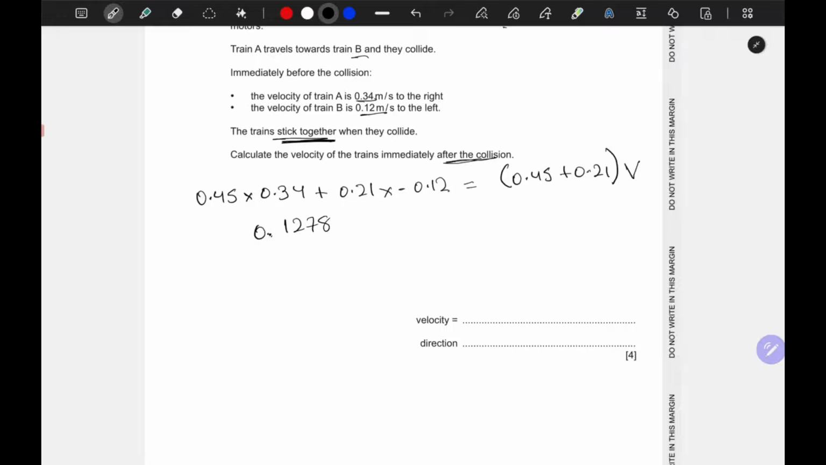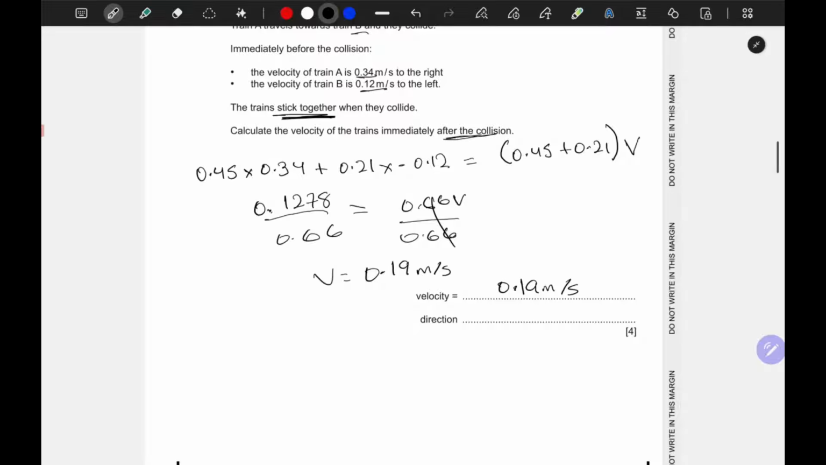That gives us 0.1278. This is equal to 0.45 plus 0.21, 0.66 v. So divide both sides by 0.66. v equals 0.1278 over 0.66. We get 0.19 meters per second. So velocity is 0.19 meters per second.